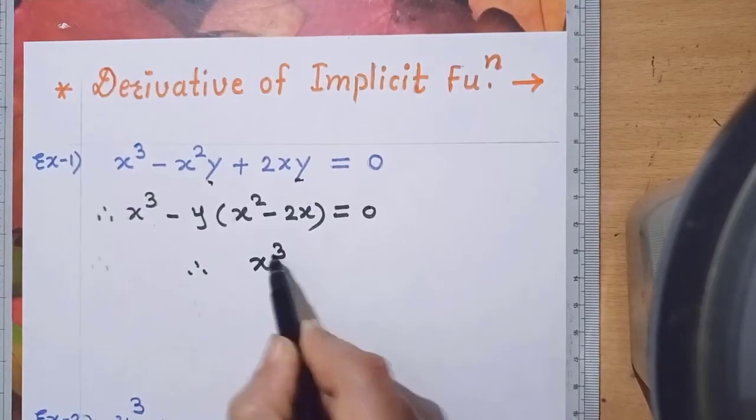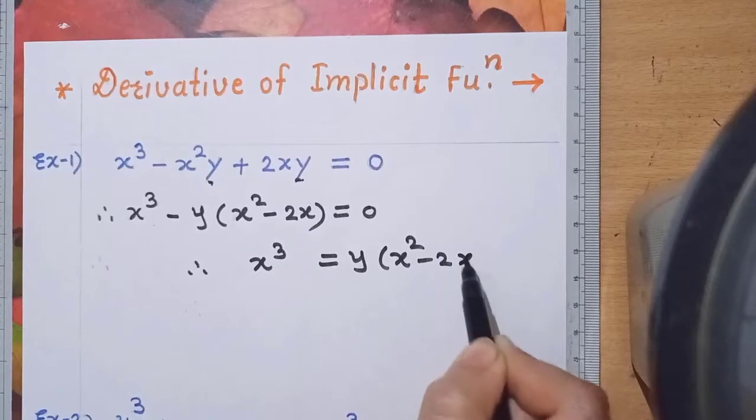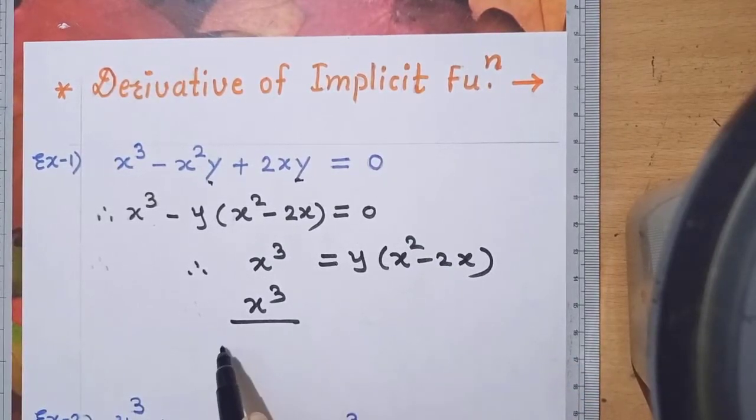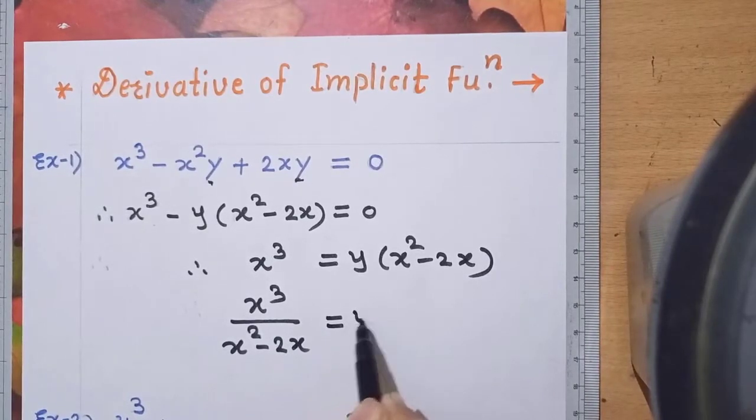Therefore x cube is equal to y(x square minus 2x), and by taking this term here we have x cube upon (x square minus 2x) that is equal to y. That means we could express y in terms of x. So here y is called an explicit function of x.